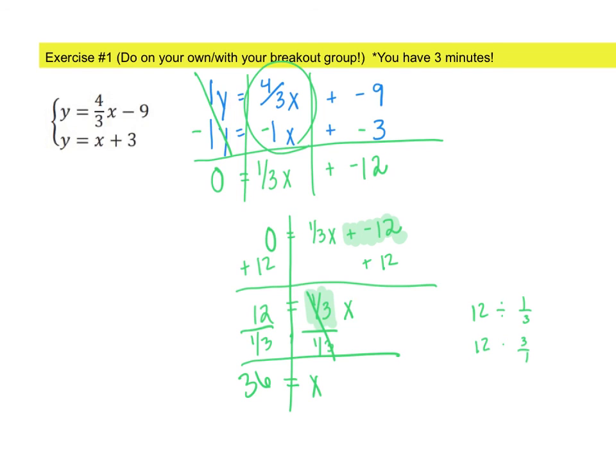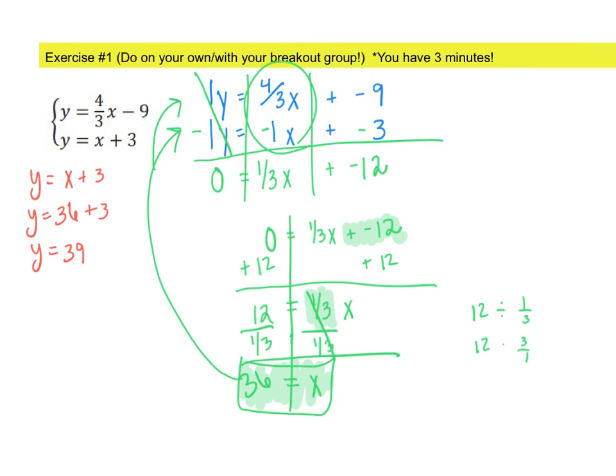Okay? Now I want you to take this 36 that we just got, and I want you to plug it into one of your equations to solve for y. So whether you choose this one or this one, plug in your x and solve for y. I want you to tell me, what does y equal? And I'll show you my work in just a second.